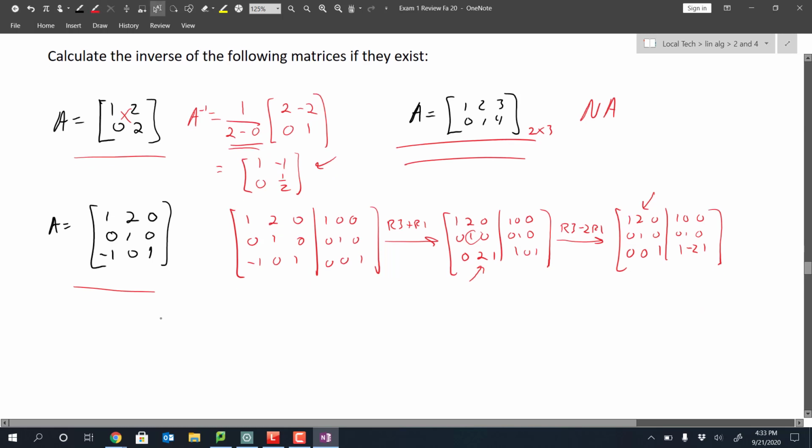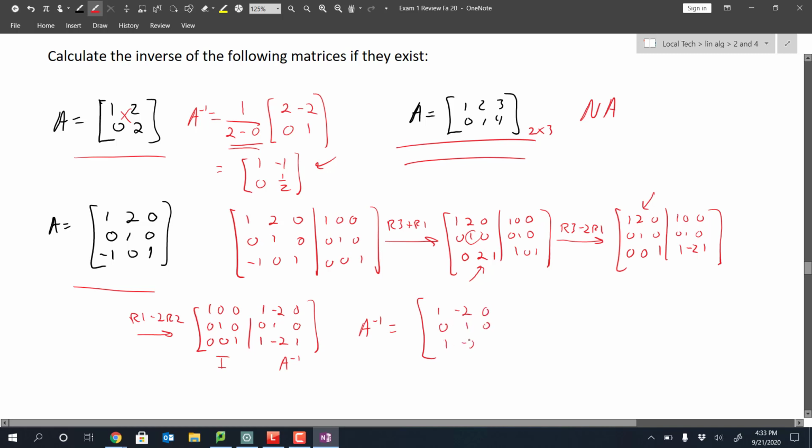So to do that, I'm going to have to modify row 1. I'm going to take row 1 minus 2 times row 2. This time row 3 stays the same, and row 2 stays the same. My new row 1 is 1, 0, and 0. 1 minus 2 times 0 is 1. 1 minus 2 times 1 is -2, and 0. So the left-hand side is reduced to identity, and the right-hand side should be my inverse matrix. So my inverse should be equal to 1, -2, 0, 0, 1, 0, 1, -2, 1.